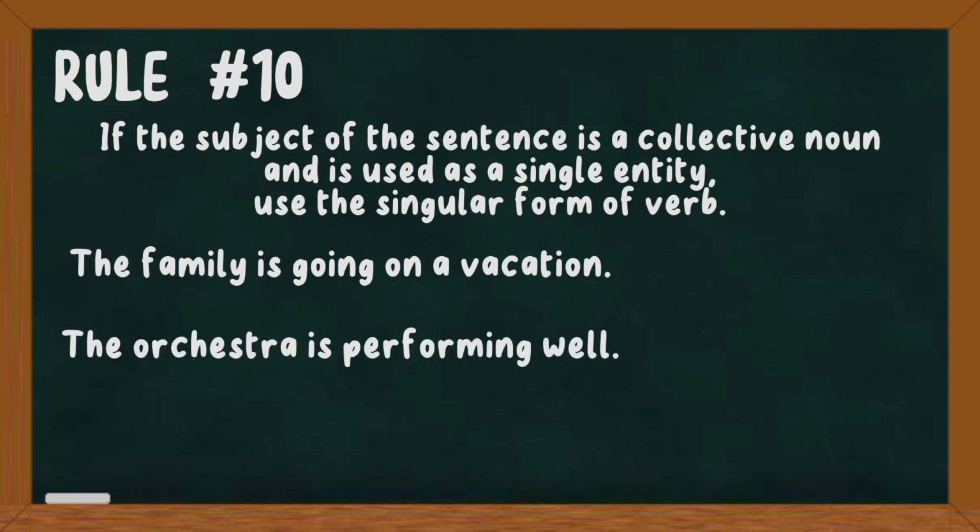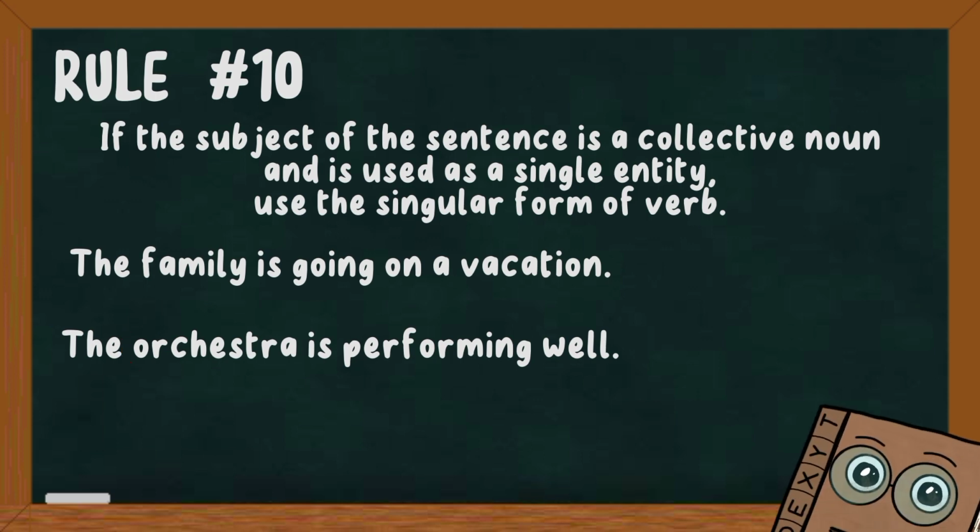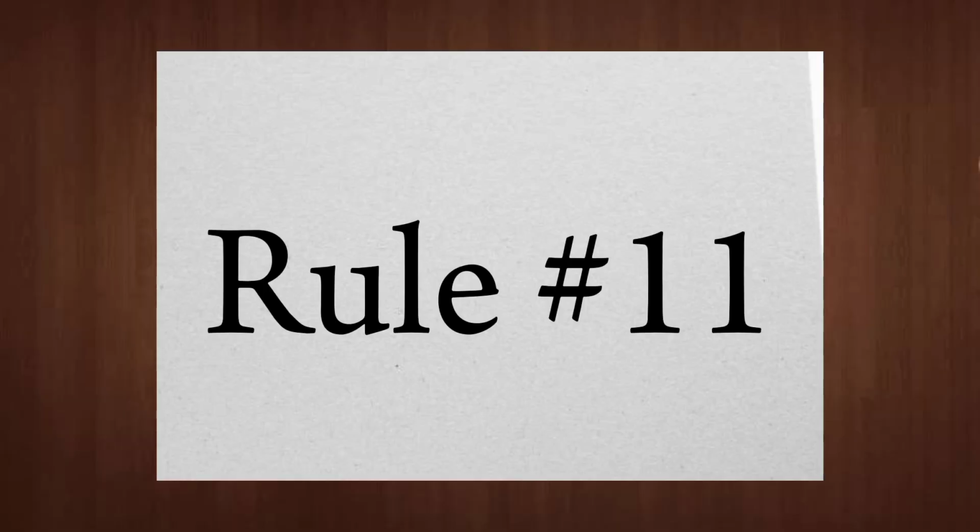The orchestra is performing well. Orchestra here refers to the group as a whole. The orchestra is acting like a single entity. Tricky, right? But let's compare it with rule number 11.